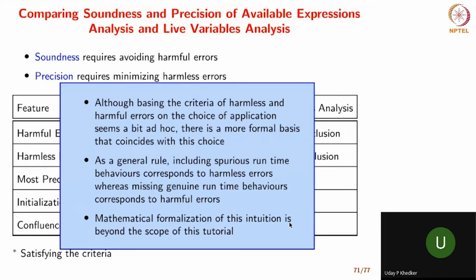So as a general rule, including spurious runtime behaviors corresponds to harmless errors, whereas missing genuine runtime behaviors corresponds to harmful errors. So there are two things: A, spurious runtime behaviors and genuine runtime behaviors. And the second is inclusion and exclusion. So if we include spurious runtime behavior, that's okay, that's harmless. However, if there's a genuine behavior which we miss, then that is harmful.